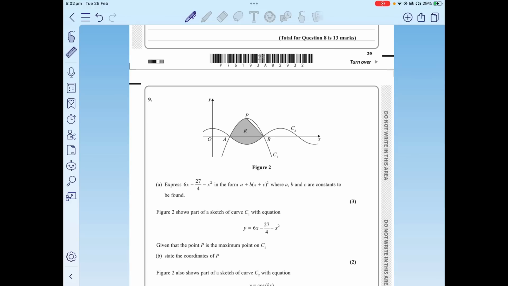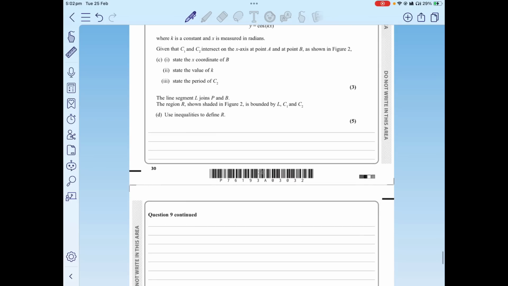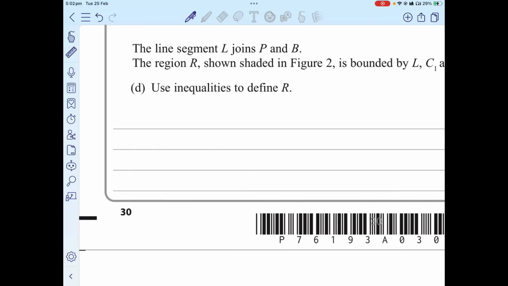Question number 9, the first part says that express 6x minus 27 over 4 minus x squared in the form a plus b x plus c squared, where a, b, c are constants to be found. Now this is basically completing the square. So completing the square is easy. First of all, write it in the correct form. That is negative x squared plus 6x minus 27 over 4. Alright, so this is how you write it.